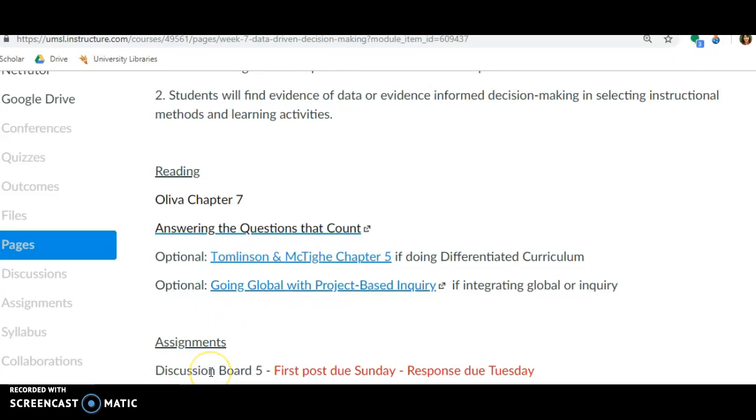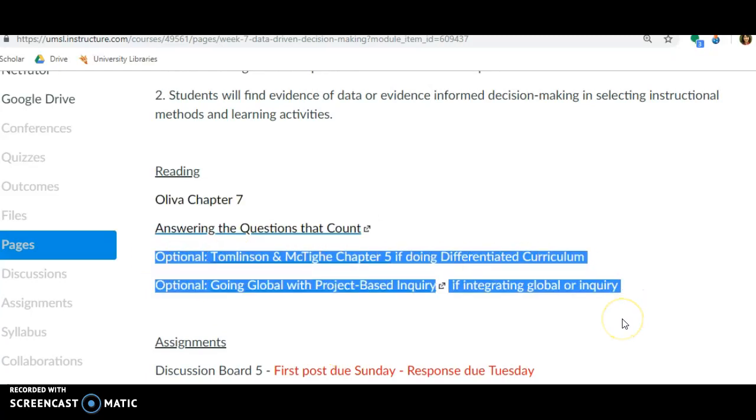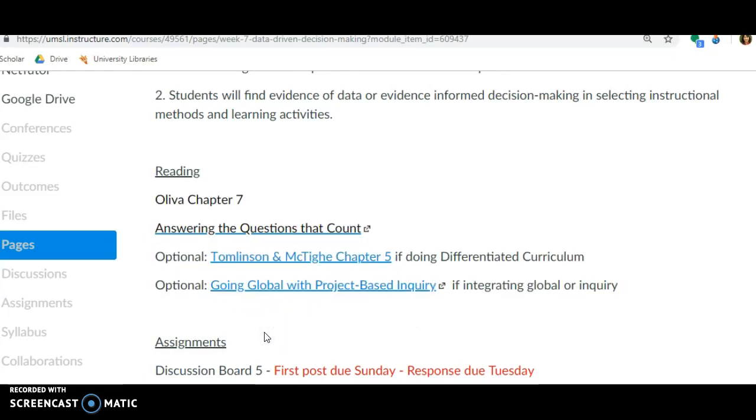You have a discussion board post that will be a synthesis of what you read here, and then looking towards the future as you are using data in order to inform your own decisions about what should be in the curriculum. You will be using these readings to support your rationale.